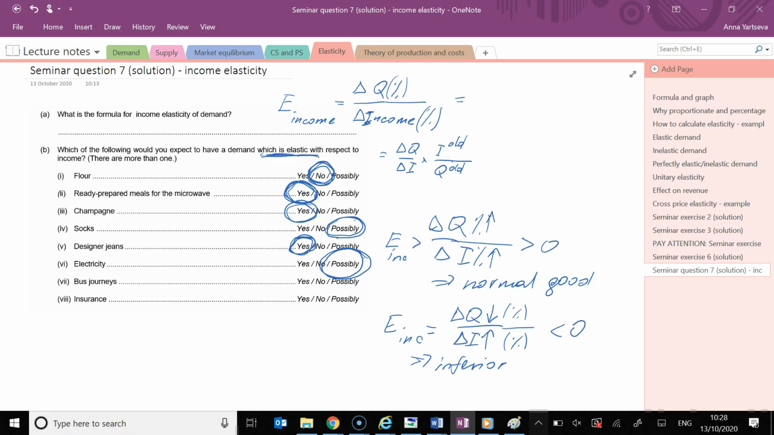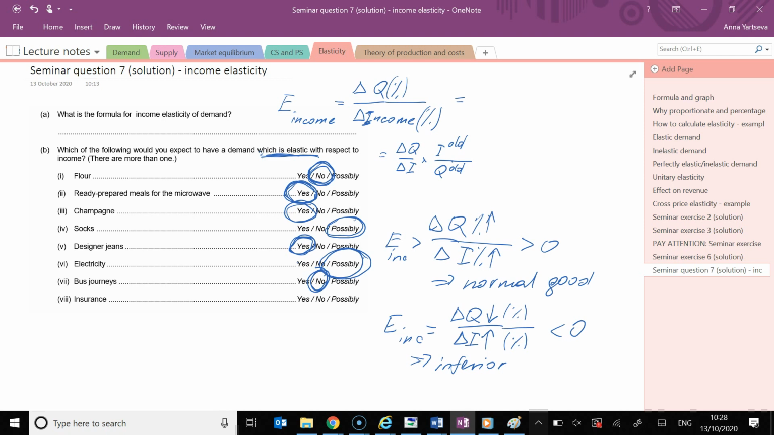Bus journeys, are they likely to be sensitive to changes in income? Probably not, because if you need to travel, you have to travel. And yeah, if you need to get from point A to point B, if you cannot walk, if you cannot use a cycle, sometimes you can't. Between cities, for example, you won't be able to travel by bike on a motorway, so you'll need to buy a bus ticket. So it's likely to be less sensitive, less elastic.